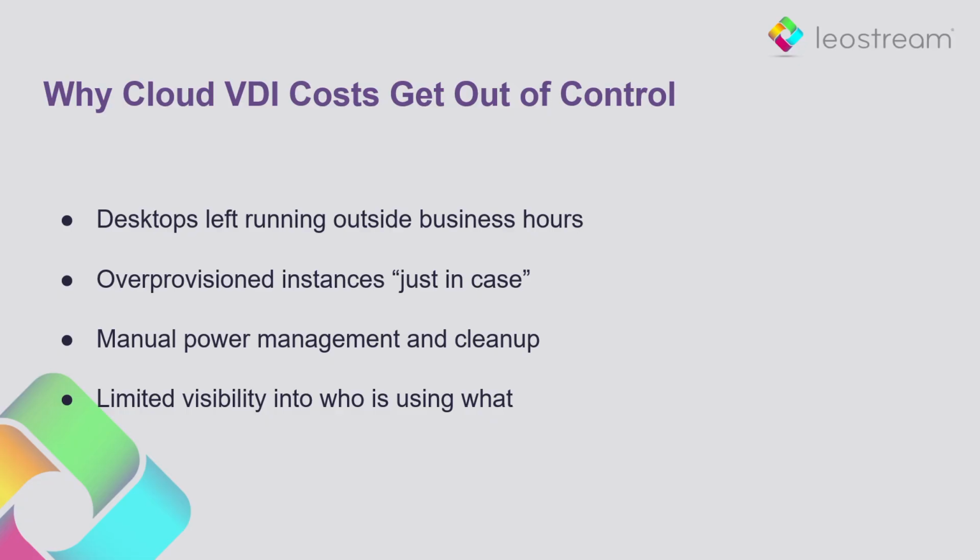If you leave machines running when users don't need them, or you over provision because you're not sure how many users are going to need them, then that's going to lead to increased costs in the cloud. And the problem is that often IT teams are trying to manually manage that power state and capacity, and when you're looking at the cloud management platforms themselves, you don't have visibility into who's actually using machines. So you don't know how to do that manual management.